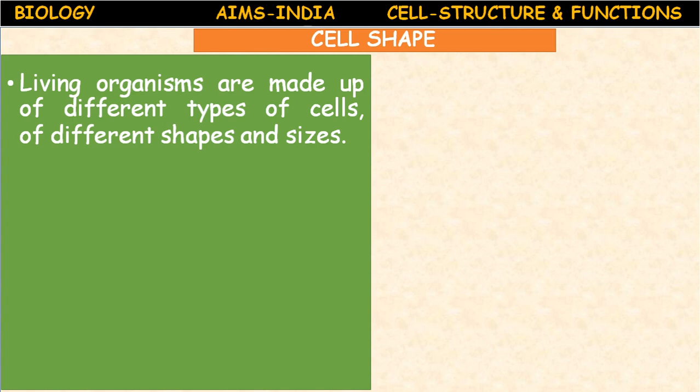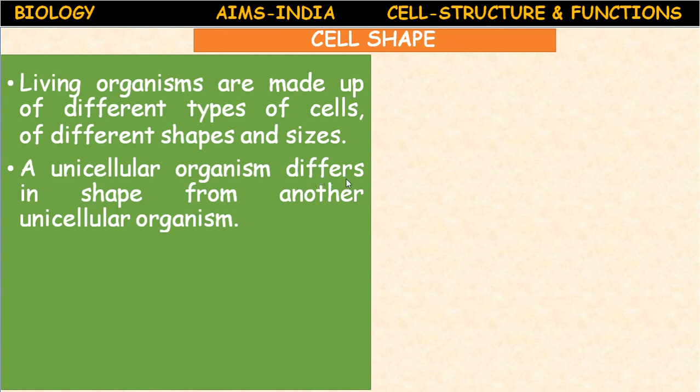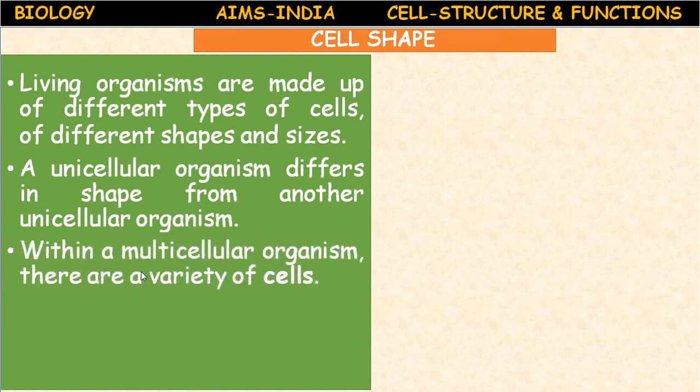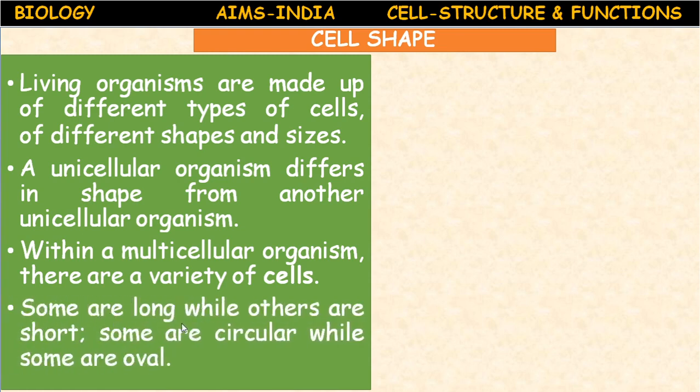Depending upon the requirement, the location and the function, these cells perform different functions. So living organisms are made up of different types of cells. They are of different shapes and sizes. Today we are going to discuss the shapes and sizes of the cells. A unicellular organism differs in shape from another unicellular organism. Within a multicellular organism also, there are a variety of cells. Some are long, while others are short. Some are circular, while some are oval in shape.